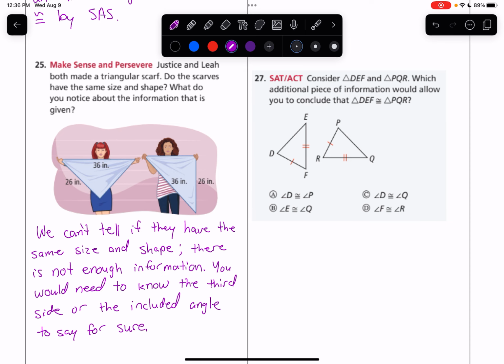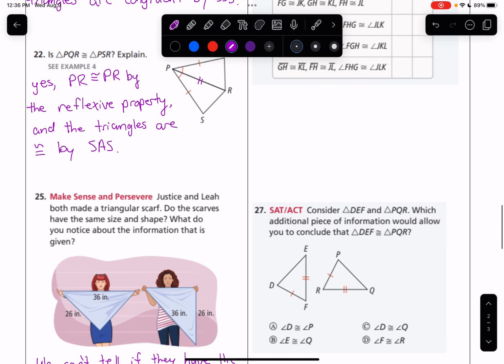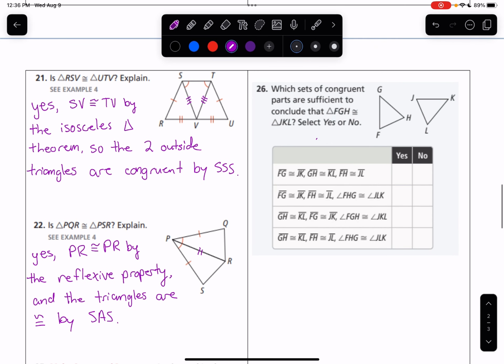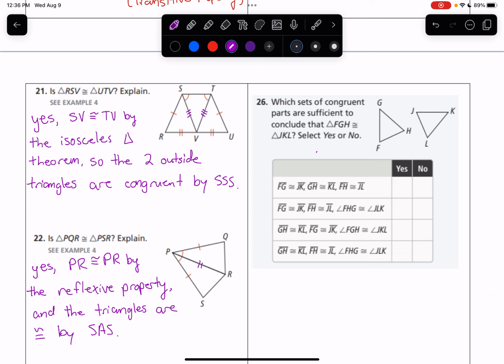And there we go. Number 26, which sets of congruent parts are sufficient to conclude that these two triangles are congruent? Well, let's do some writing and erasing. So if we know that FG is congruent to JK, we know GH is congruent to KL, and we know FH is congruent to JL. That gives us side, side, side congruence, so we know that those are congruent.